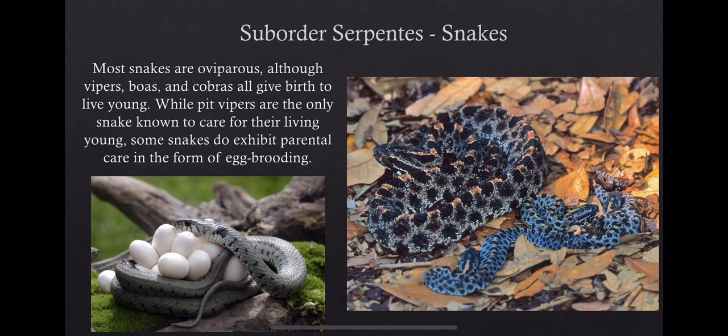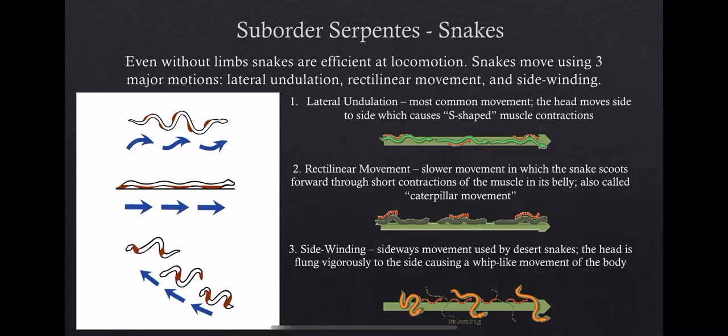So most snakes are oviparous. Vipers, boas, cobras, they actually do all give birth to live young. So in that case, those eggs would hatch internally and then the live birth there. While pit vipers are the only snake known to actually care for their young, and they do this through something called egg brooding, which I've shown you a picture of. Egg brooding is essentially hoarding your eggs and caring for them while they're still in egg form.